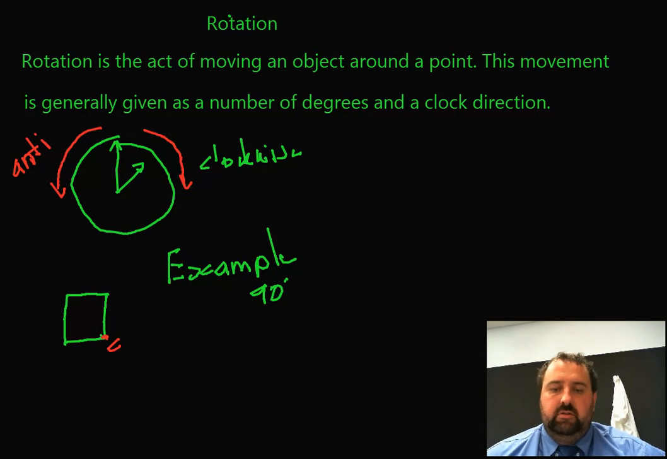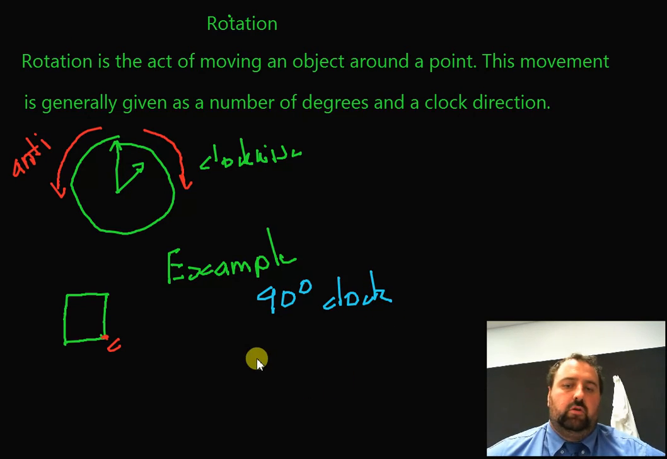Actually, you know what I'm going to do? I'm going to clear those things. I'll write this part in light blue. So 90 degrees clockwise. Okay, so if I rotate this 90 degrees clockwise, so this is going to move 90 degrees. It's going to stay the same distance away from our point, and it's going to end up here.